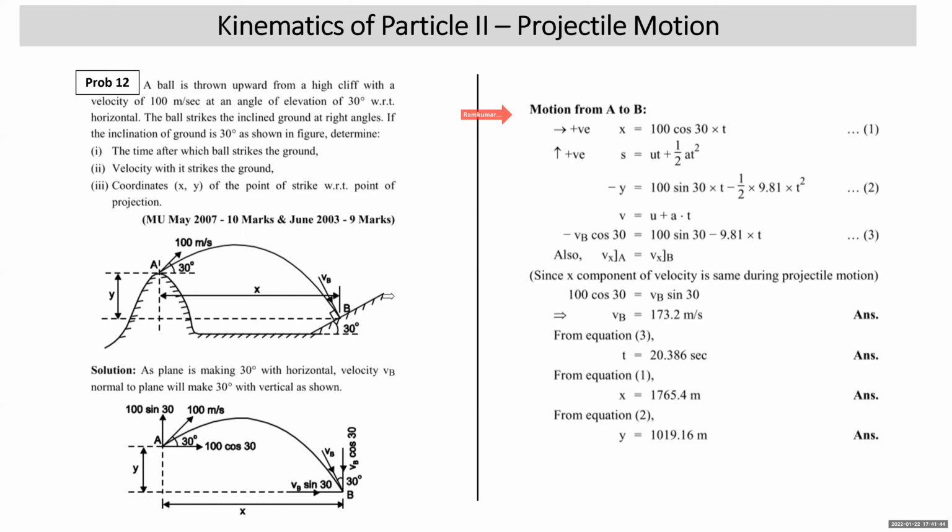We know that the horizontal component of the velocity during projectile motion remains the same. So the horizontal component velocity at A is 100 cos 30 and the horizontal component of the velocity at B is VB sin 30. So we have equated the two horizontal components, one at A, another at B. So you get VB. Once you get VB, just substitute in this equation and you'll get T. You substitute in this equation, you get Y.